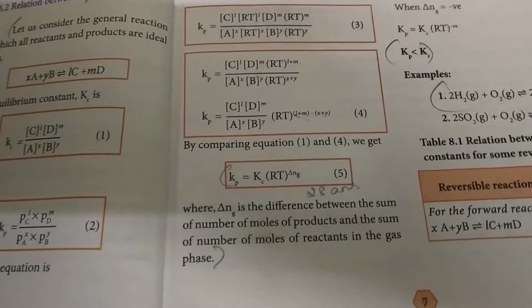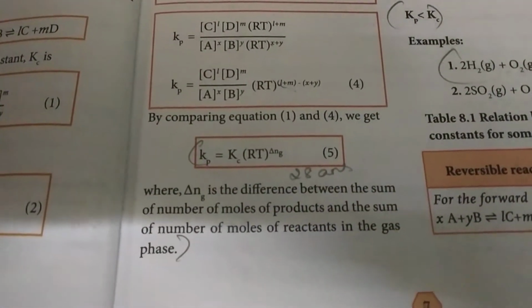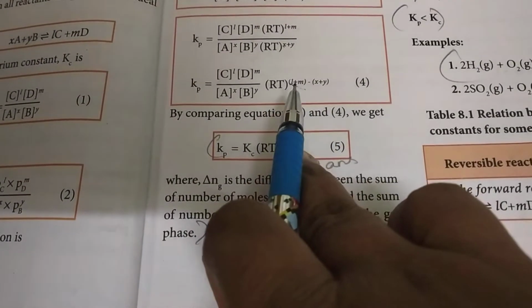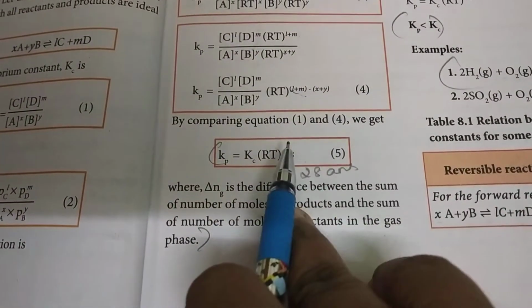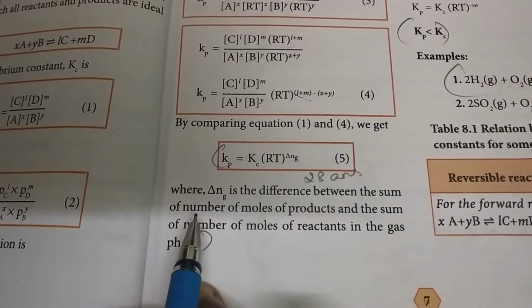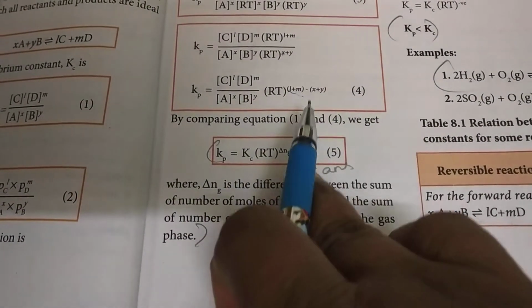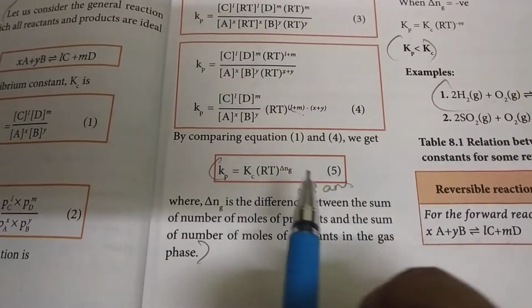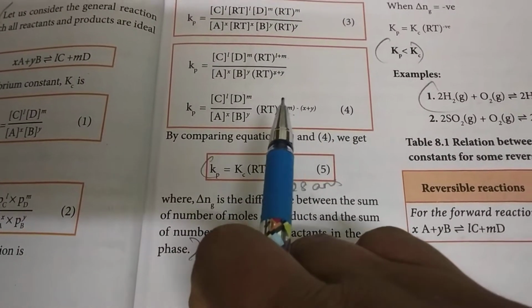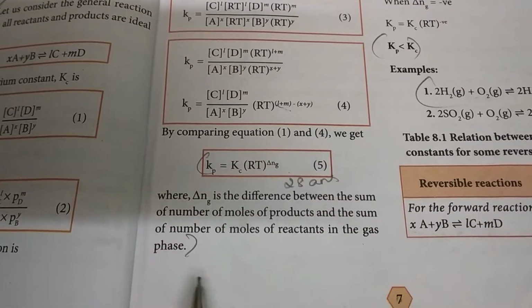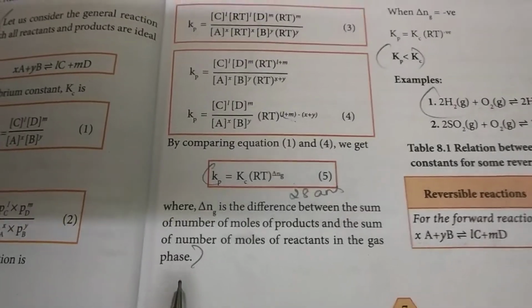So what is delta n? Change in number of moles. Change in number of moles. Is it clear for you students? So what is delta n? This L plus M minus x plus y is known as delta n. Okay, G indicates it is in the gaseous state. So delta n G is the difference between the sum of the number of moles of product and the sum of the number of moles of the reactants in the gaseous phase. Is it clear for you students?